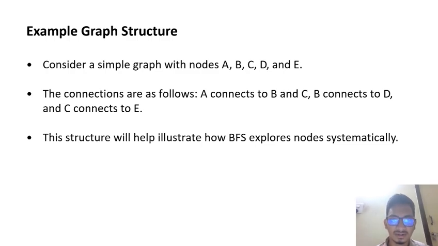Example graph structure. Consider a simple graph with nodes A, B, C, D, and E. The connections are as follows. A connects to B and C. B connects to D and C connects to E. This structure will help illustrate how BFS explores nodes systematically.